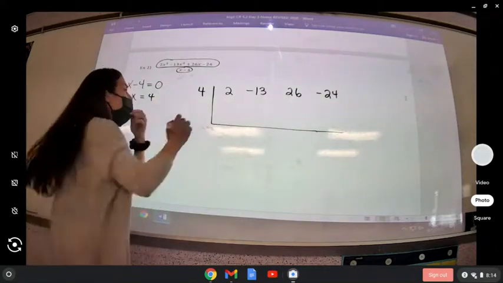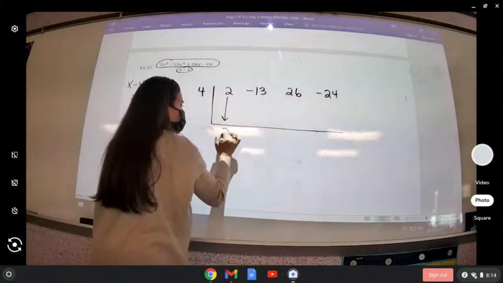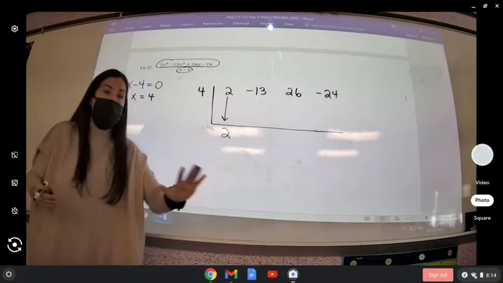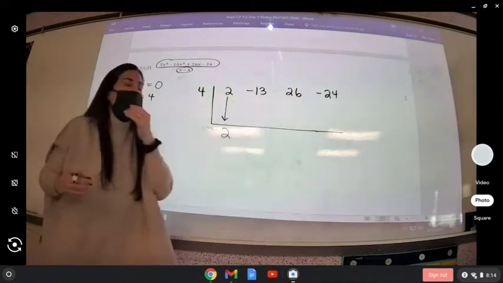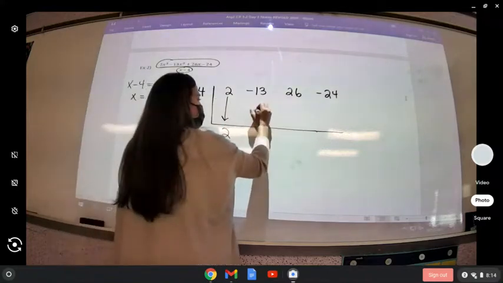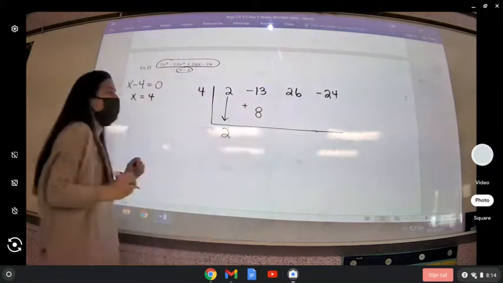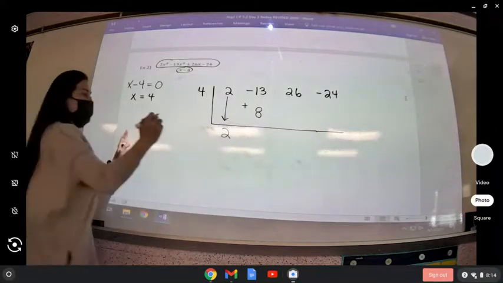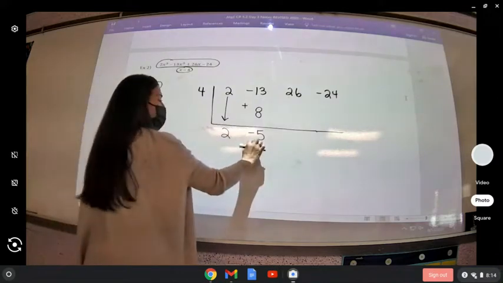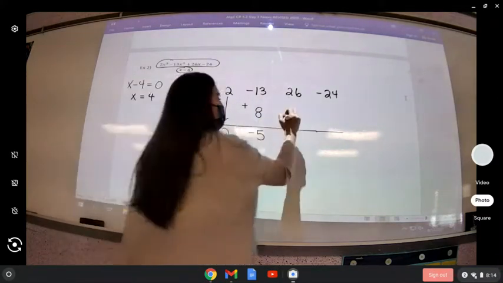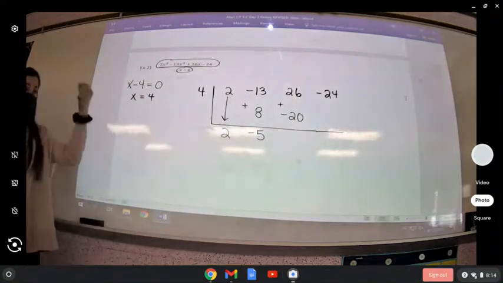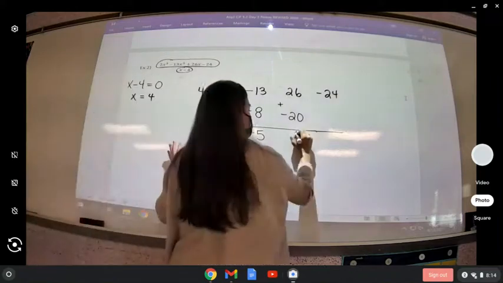Now to start, you always drop the first coefficient down underneath that line, and that's how we start this big multiply, add process all the way to the end. All right, ready? Here we go. 2 times 4 is 8, and now we add. What's negative 13 plus 8? Negative 5. All right, now we multiply. Negative 5 times positive 4 is negative 20. Now we add. 26 plus negative 20 is 6.